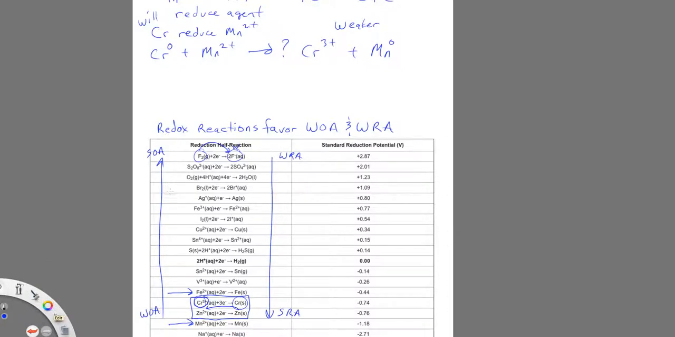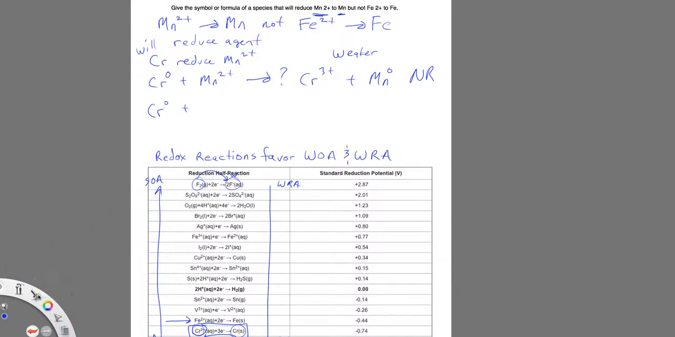And the answer is it is not. It's a stronger oxidizing agent than manganese 2. So this is not going to happen. No reaction. What about the other reaction? Would chromium reduce iron 2?